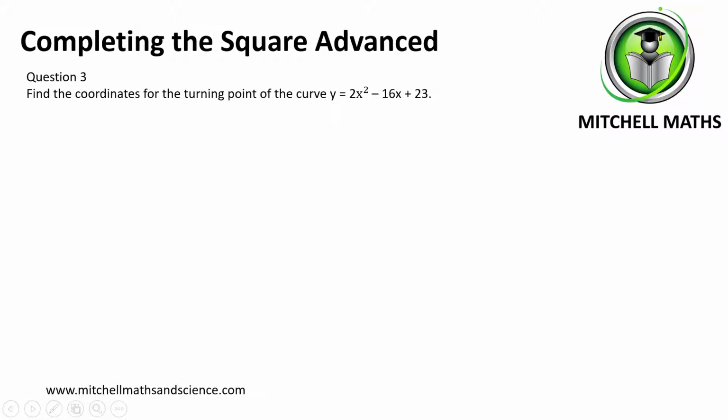Find the coordinates of the turning point of the curve y equals 2x squared minus 16x plus 23. Well, the turning point is where the gradient is 0, so if we look at an x squared graph, the turning point would be on the minimum point of the curve.